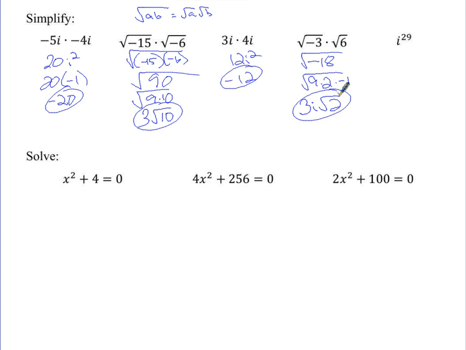And the last one, i to the 29th power. What do I do there? The biggest multiple of 4 that's less than 29 is 28. So I'm going to split this into i to the 28th times i to the first. i to the 28th becomes 1. So I have 1 times i, which is i.